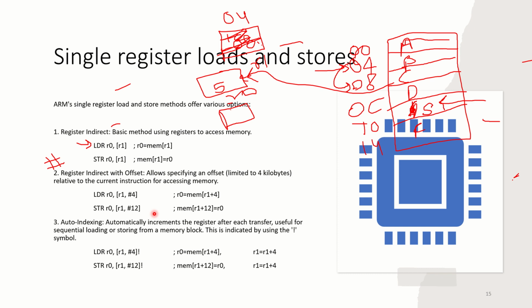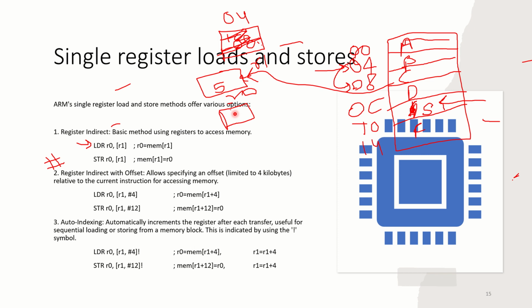The third thing is auto indexing. Here you see in the register indirect with offset, we are loading and storing the values with an offset, but the value inside the R1 register is not going to be updated. In both register indirect and register indirect with offset, the register R1, which is storing the address, is not going to be updated, but we can use auto indexing. Suppose I am storing the data from one register into here, then I want to store another data into the next location. Obviously you are not going to store the data into the same location always.